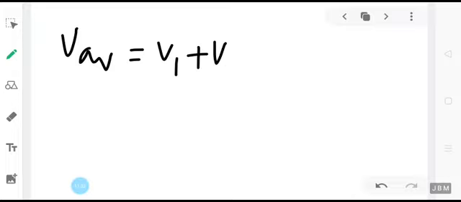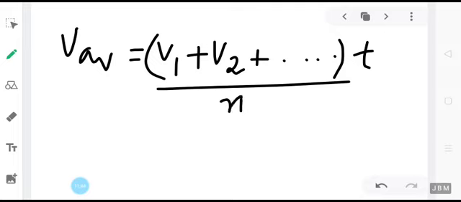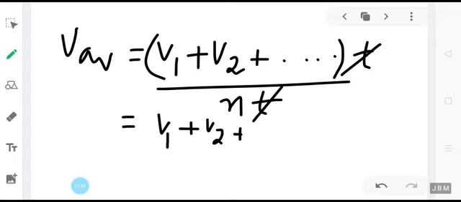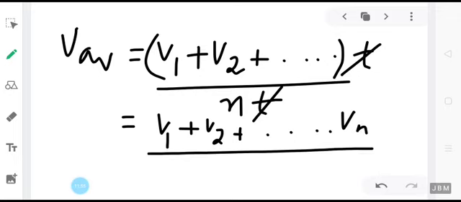So ultimately we get v average equal to v1 plus v2 and so on, times t. Suppose there are n terms, so n into t, you can cancel out t, so ultimately you get v1 plus v2 and so on divided by n. So it means average speed is equal to arithmetic mean of individual speeds. I repeat, average speed is equal to arithmetic mean of individual speeds.